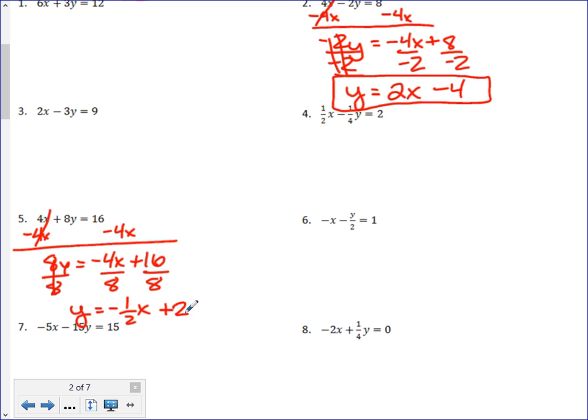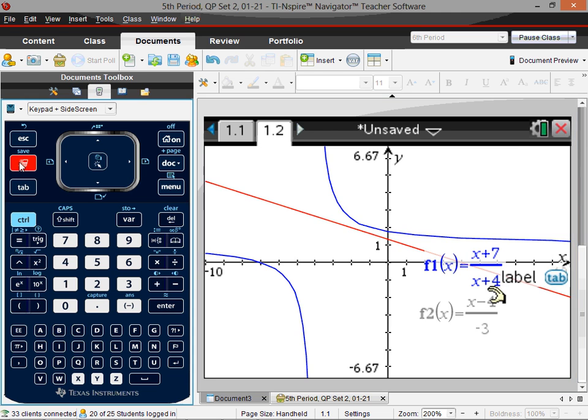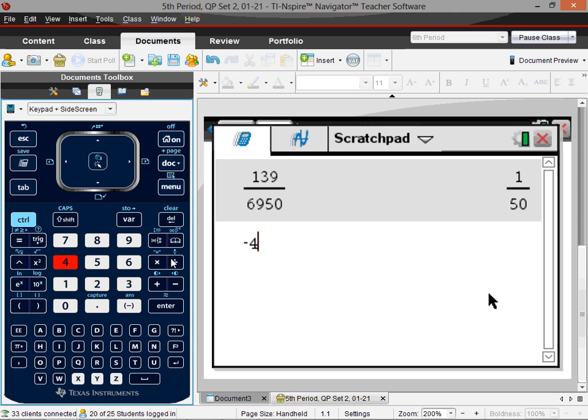Yes, sir. Okay, done. Questions? Yeah. Where do you get 1/2 from? Okay, I took my calculator. I pulled up the scratch pad and I did negative 4 divided by 8. With any negative divided by a positive, it's gonna be a half.